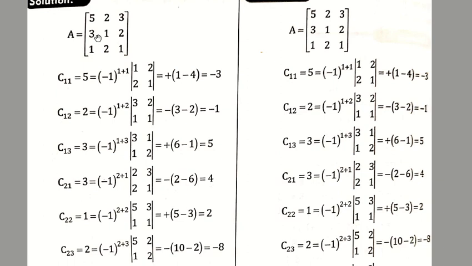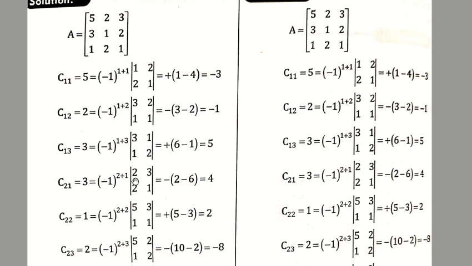So the second element, which is 2, is first row and second column. So minus 1 to the power of first row plus second column. So the determinant will be 3, 1, 1 and 2, because you will hide the first row and this particular column. 3 into 2, 6, 1 into 1, 1, 6 minus 1 is 5, and minus 1 to the power of 3 is a minus sign.